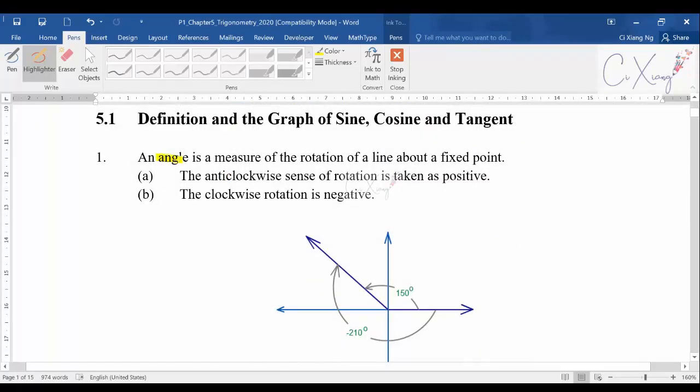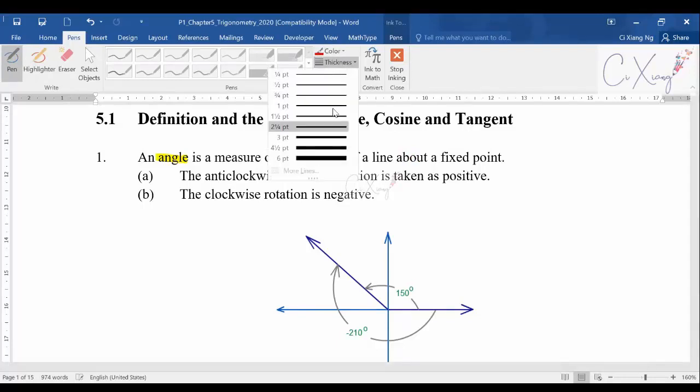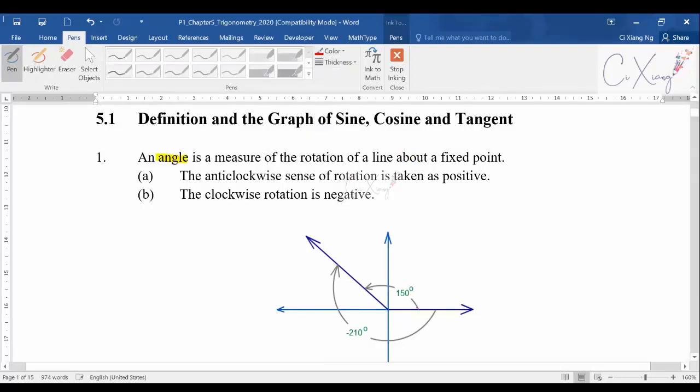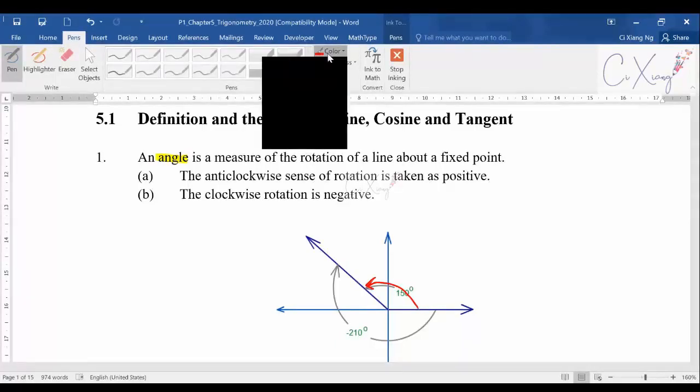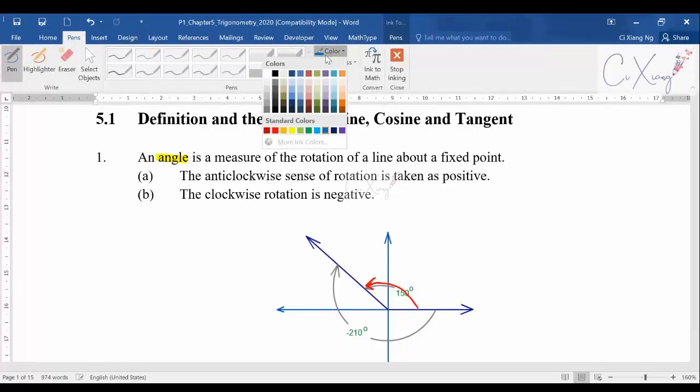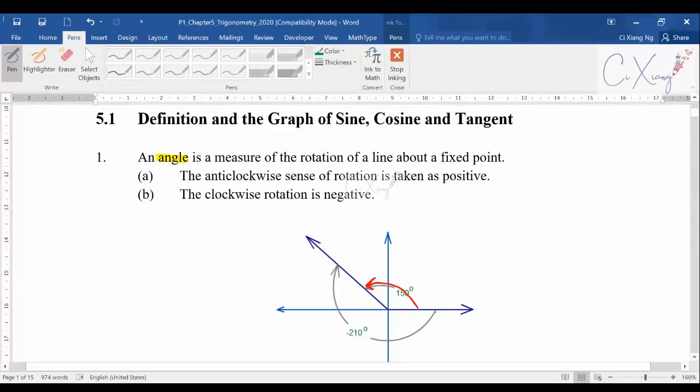So what is an angle? An angle is a measure of the rotation of a line about a fixed point. As an example, if you try to draw or measure the angle from here to here, this is an angle. When you want to measure the angle, there are actually two directions. The red one is the anti-clockwise direction, and the other is the clockwise direction in green color.